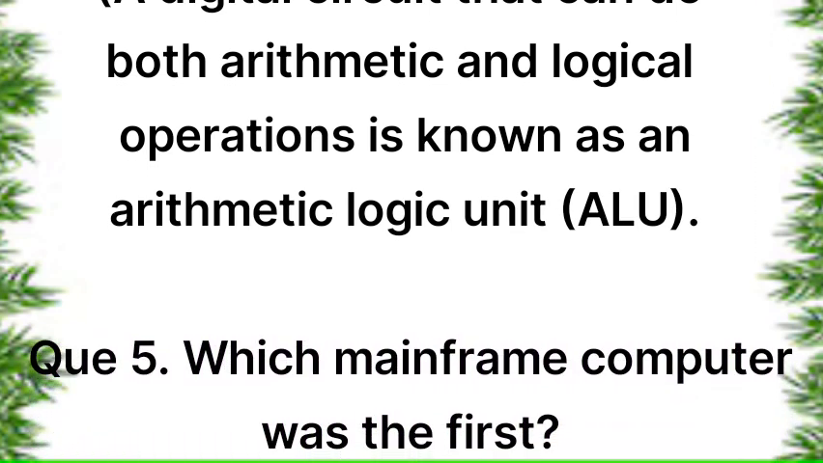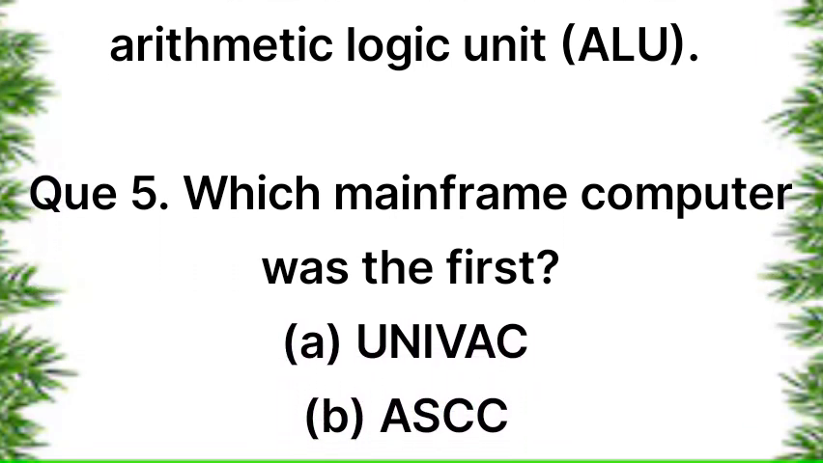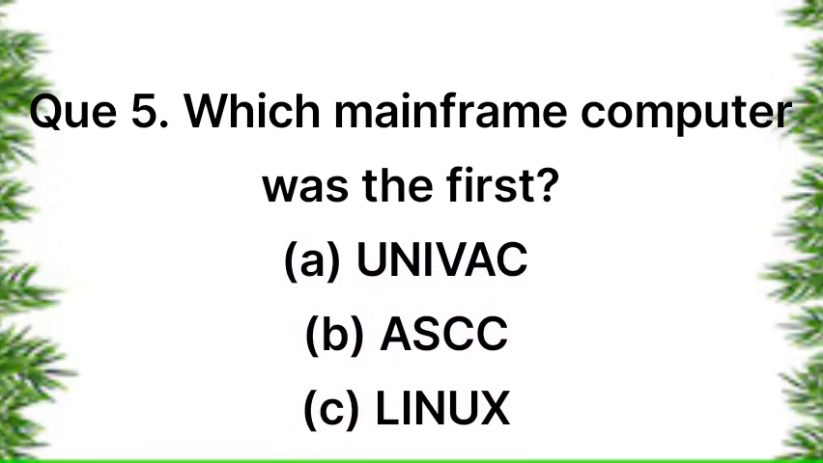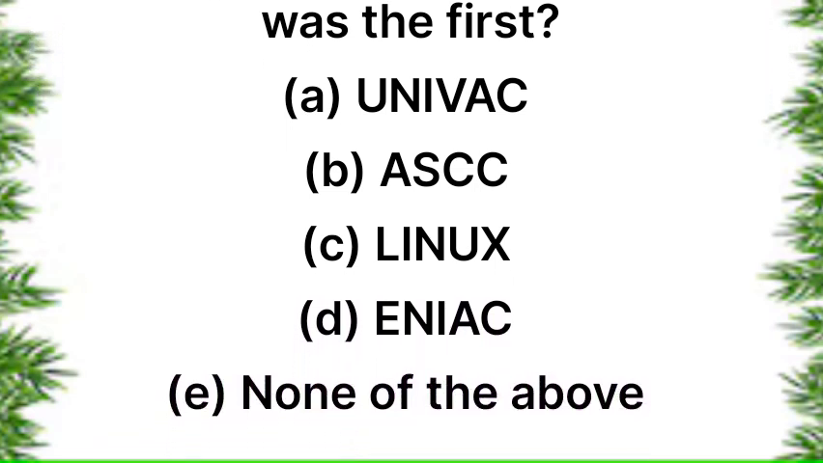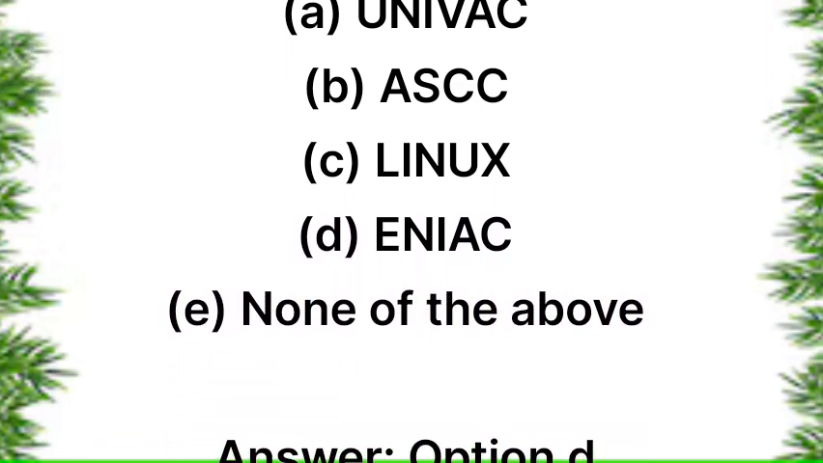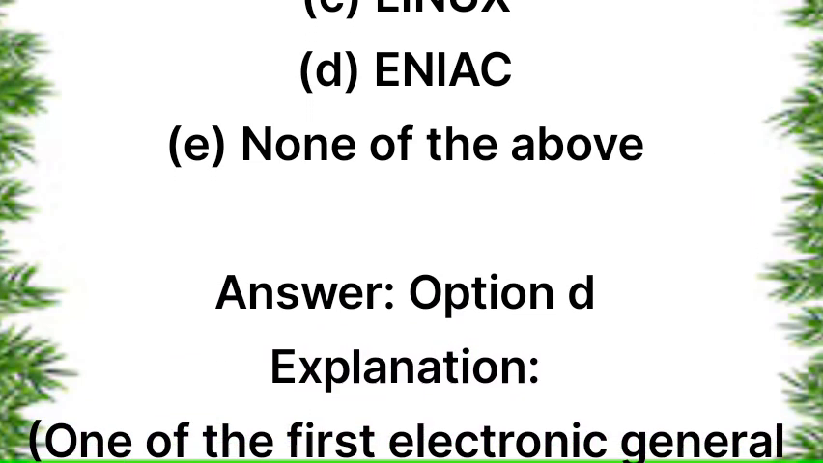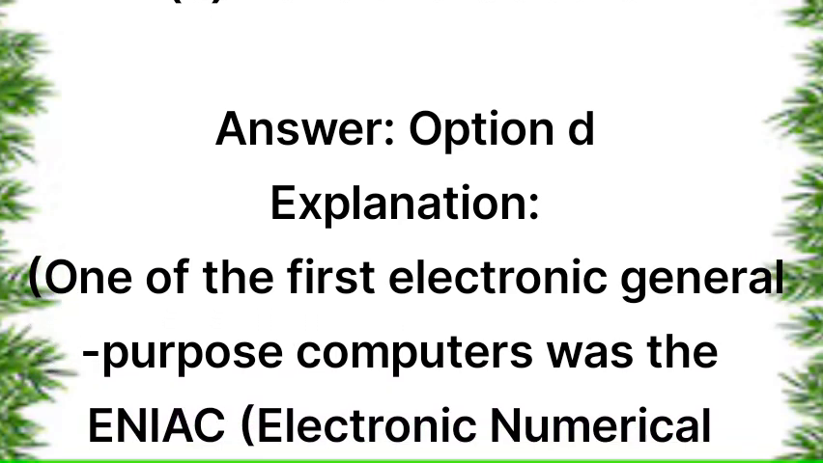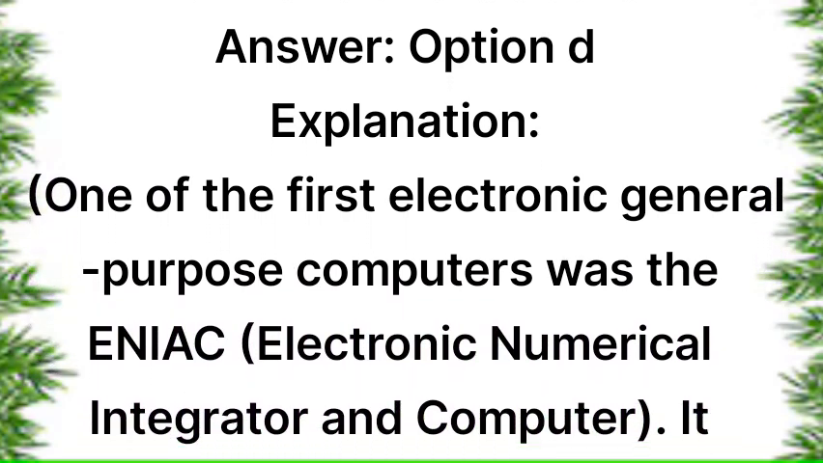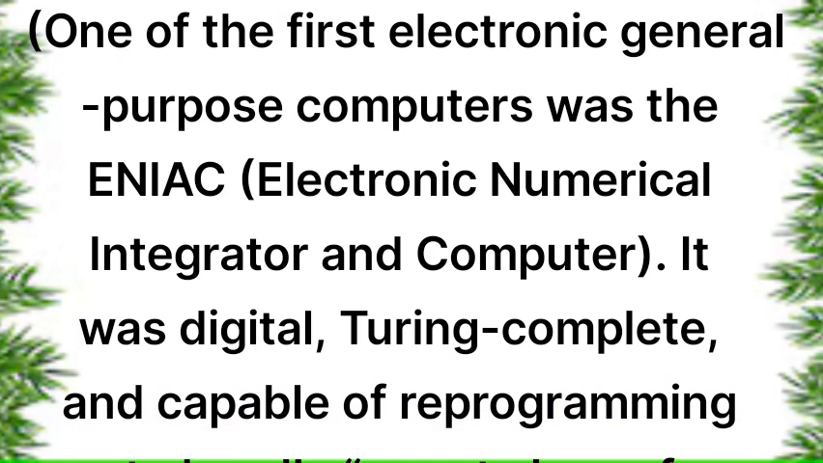Q5. Which mainframe computer was the first? A. UNIVAC, B. ASCC, C. Linux, D. ENIAC, E. None of the above. Answer: option D. Explanation: one of the first electronic general-purpose computers was the ENIAC, Electronic Numerical Integrator and Computer. It was digital, Turing-complete, and capable of reprogramming to handle a vast class of numerical problems.